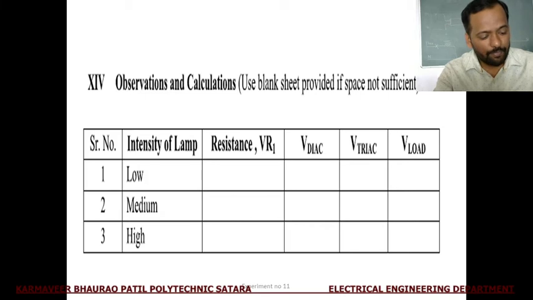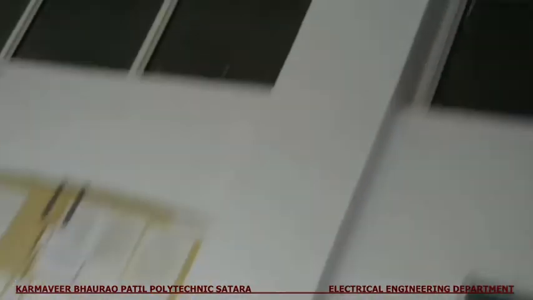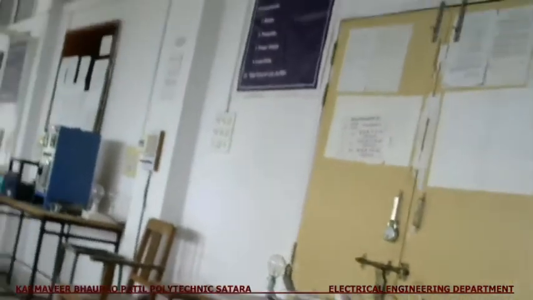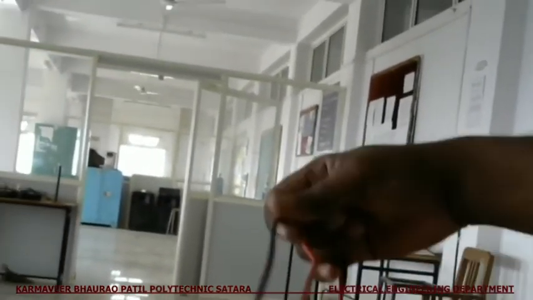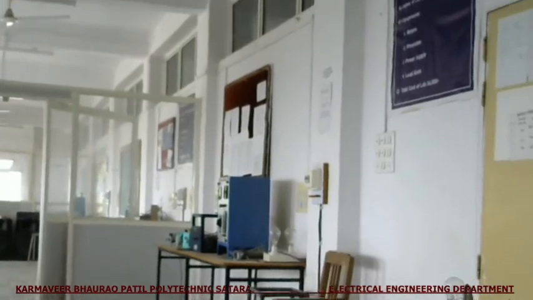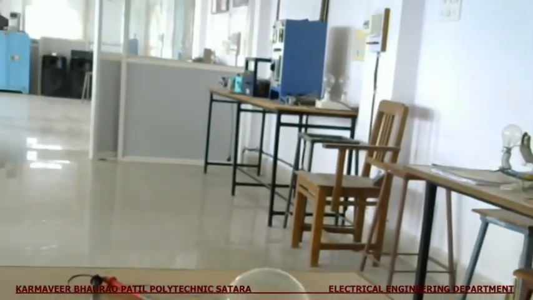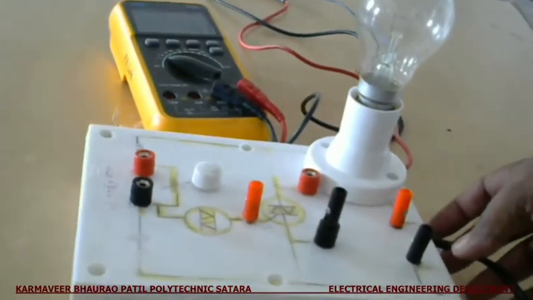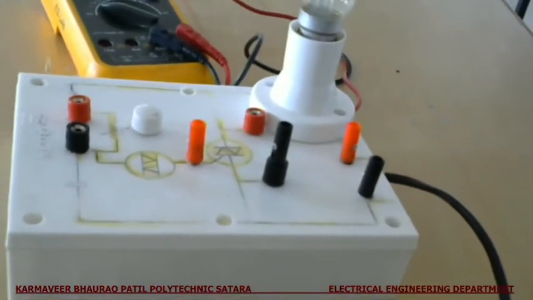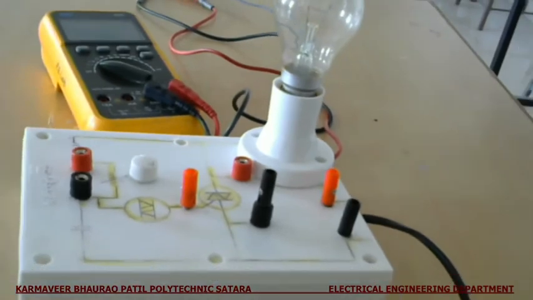Now we will perform this experiment practically by using our kit, which is prepared by our direct second year students. Newly joined direct second year students have prepared this kit for AC power control using the thyristor. Very simple kit. Only 4-5 components are required for this kit: the resistance, capacitance, diode, triac and lamp load.